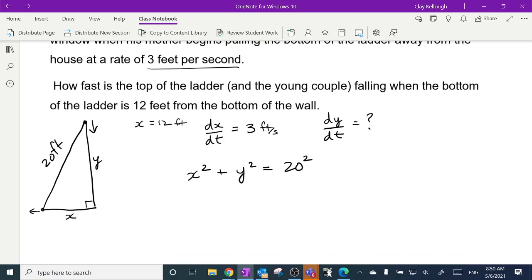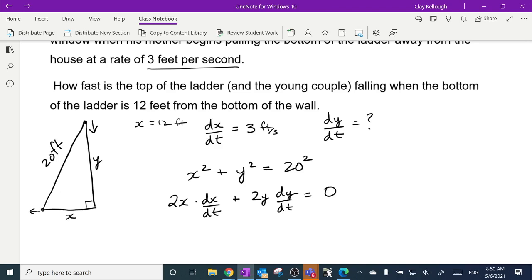I'm going to do a derivative of both sides. So I'm doing the derivative of both sides of the equation with respect to time. So this is going to be the derivative of x with respect to time: 2 times x times dx by dt. This is going to be 2 times y times dy by dt. And of course, no matter which variable I'm doing a derivative for, a derivative of a constant is nothing. So the derivative of 400 is nothing.